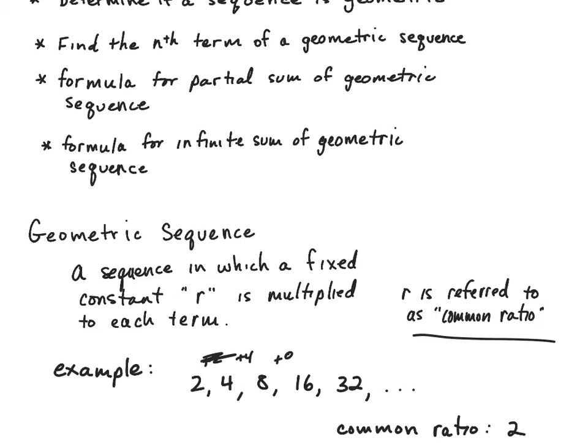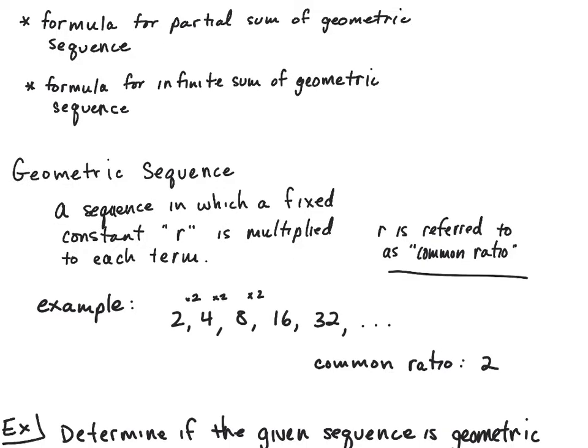So we can check then to see if we're multiplying by the same value every time. To go from 2 to 4, we multiply by 2, and then from 4 to 8, we multiply by 2. From 8 to 16, we multiply by 2. We're multiplying by the same value every time, so we would say the common ratio is 2. And that's what a geometric sequence is. So our first learning target is simply to determine if a sequence is geometric.